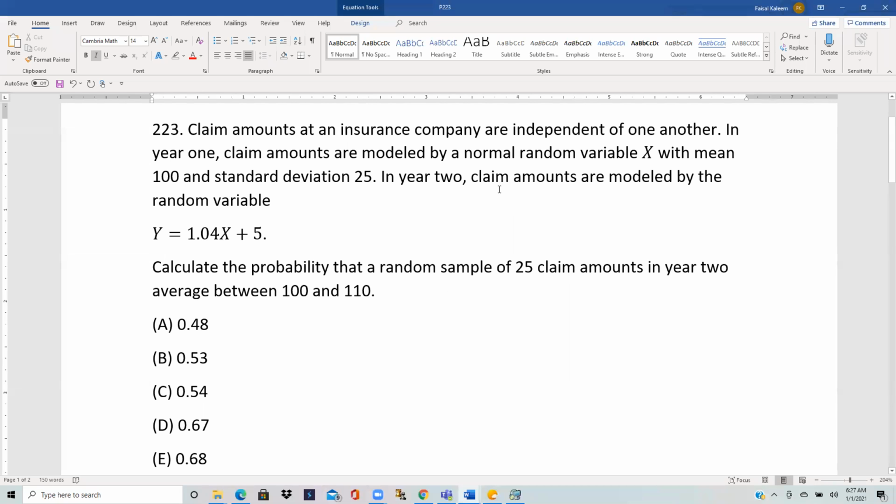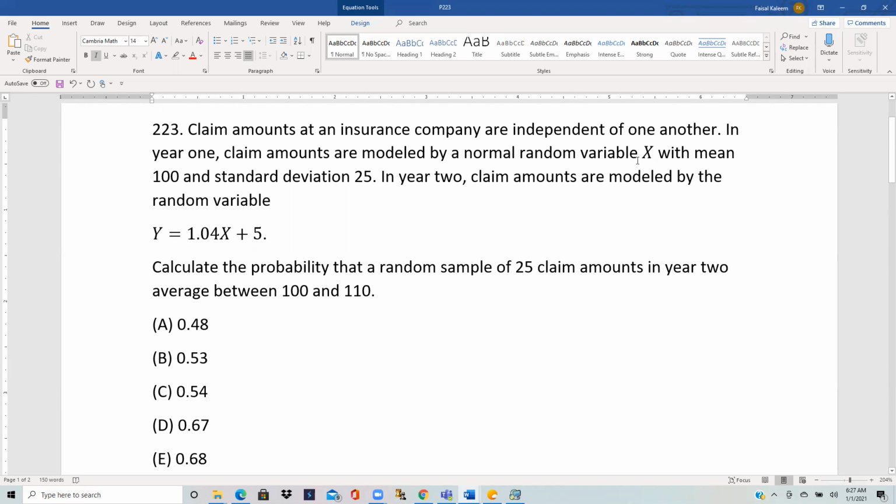Claim amounts are independent. In year one, claim amounts are normal variable X with mean 100 and standard deviation 25. In year two, claim amounts are Y, where Y is equal to 1.04X plus 5. Calculate the probability that a random sample of 25 claim amounts in year two average between 100 and 110.